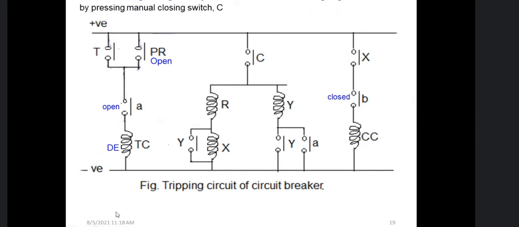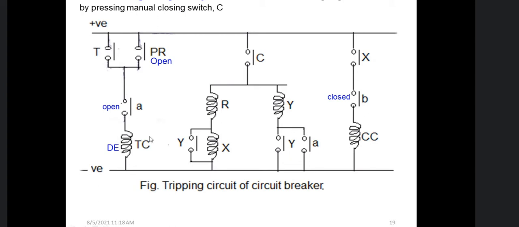So initially, the manual switch button is used to close a circuit after maintenance, in a healthy condition. Why is it required after maintenance? Say the manual switch button is pressed. What is the present status of the circuit breaker? The circuit breaker is in open condition. It is going to be closed.